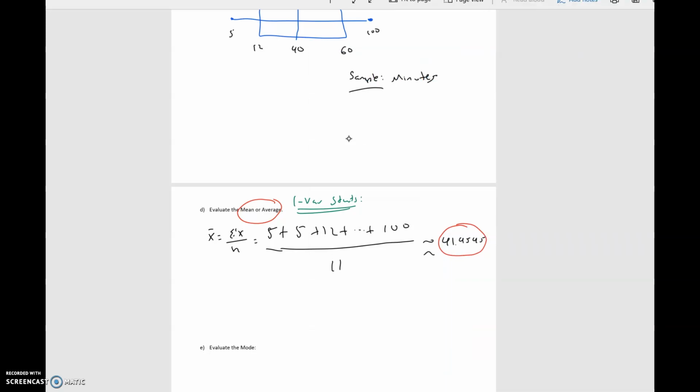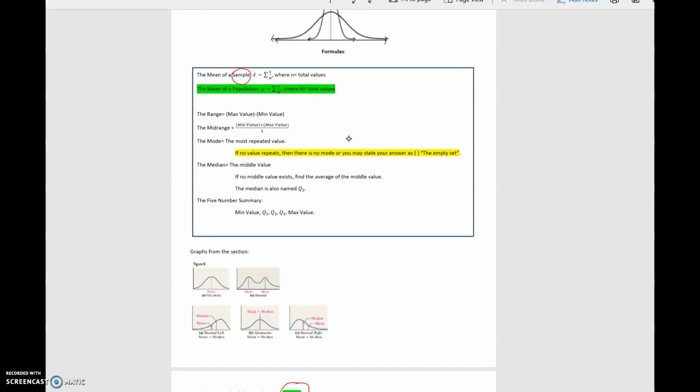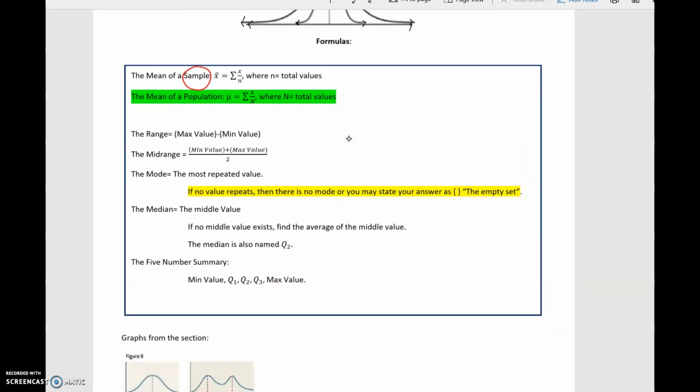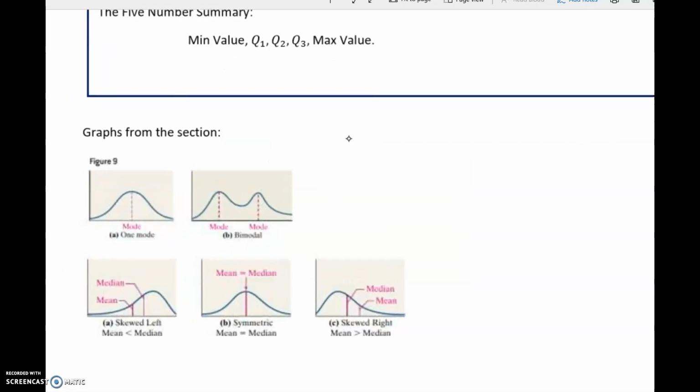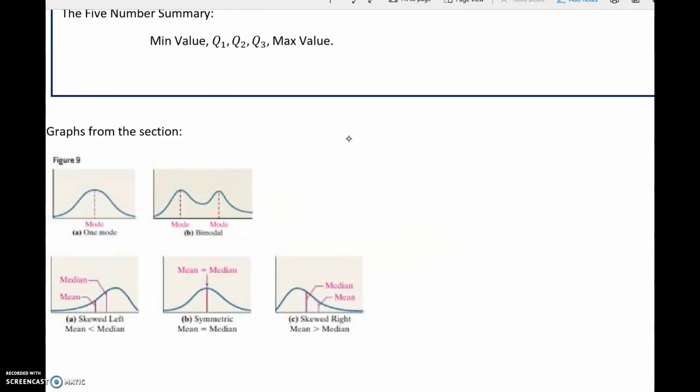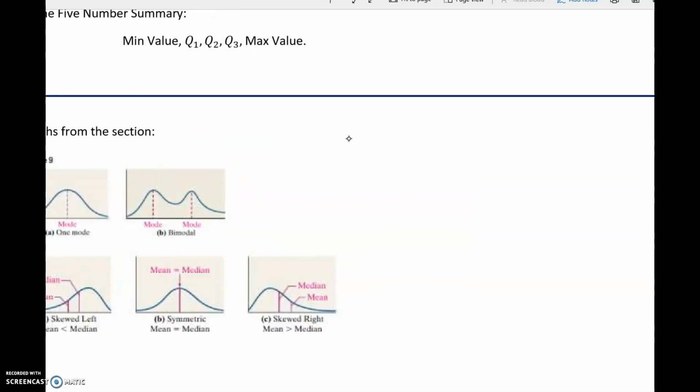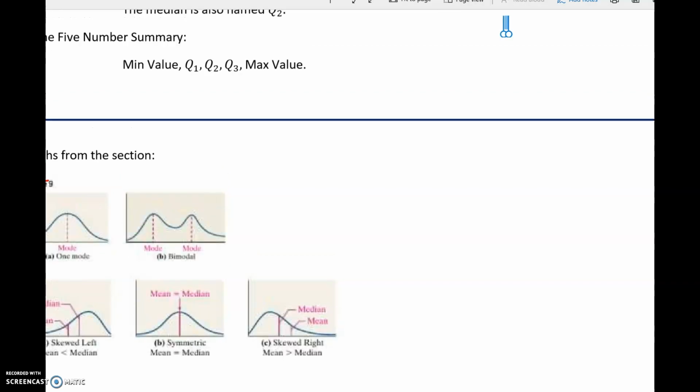Let's take a look at another measurement of the center, and this is going to be with respect to the mode. By definition, the mode represents the value that repeats the most. You may have one value, you may have multiple values. Take a look at these graphs. Give me just a second, let me move this. Let me extend this further.